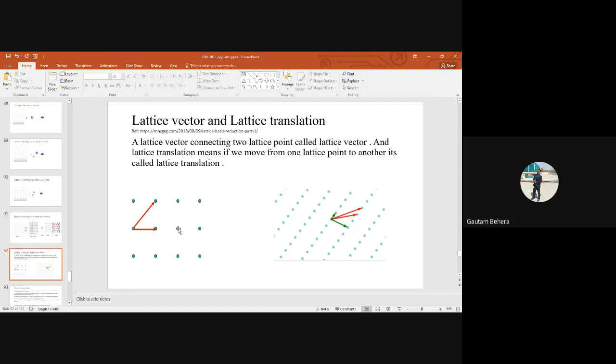If you connect any two lattice points, that will become a vector, because it will have a magnitude. This magnitude is how much? This is of 1 magnitude, right? From here to here, it is 1 magnitude. From here to here, it is 2 magnitude, right?